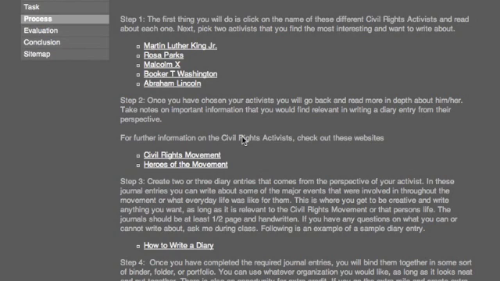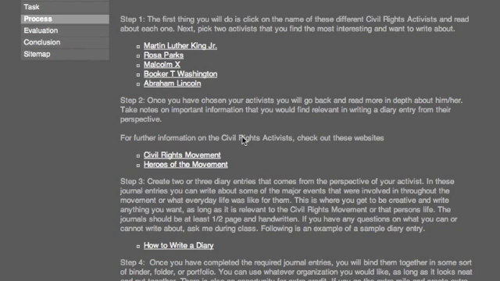Step 3. Create 2 or 3 diary entries that come from the perspective of your activist. In these journal entries, you can write about some of the major events that they were involved in throughout the movement, or what every day was like for them. This is where you get to be creative and write anything you want, as long as it's relevant to the civil rights movement or that person's life.